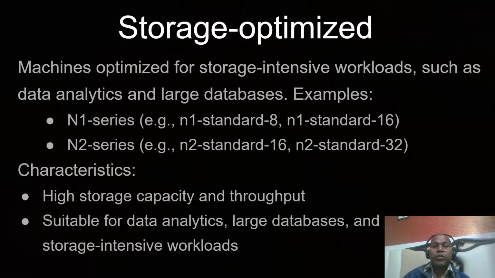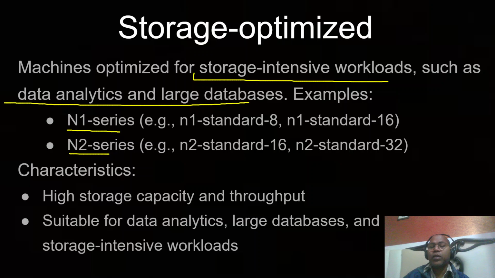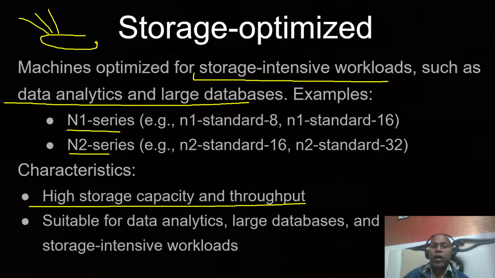Or you can say maybe the other N1 series or N2 series again. So storage intensive workloads, maybe data analytics or large databases. The key criteria and key point is high storage capacity and throughput. That means you want your application to store a huge volume of data with high throughput, quick throughput, right? And it is suitable for big data, large databases, and storage sensitive workloads, right?